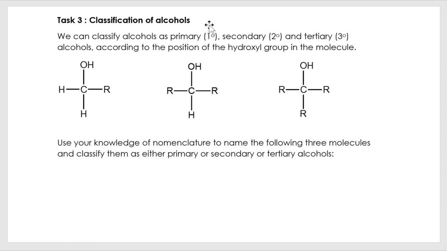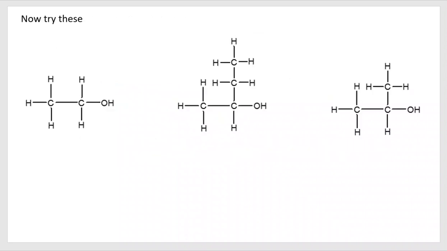If we look at the position of the hydroxyl group in the molecule, this OH is bonded to a C, and it has one alkyl group connected to it. This OH is bonded to a C with 2 alkyl groups connected to it. This OH is bonded to a C with 3 alkyl groups connected to it. So primary is where you have one alkyl group connected to the carbon that the OH is bonded to. Secondary is where you've got 2 of those alkyl groups, and tertiary is where you have 3 of those alkyl groups. So on these, have a go at naming and classifying them.